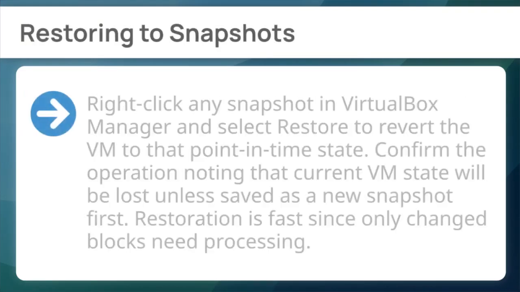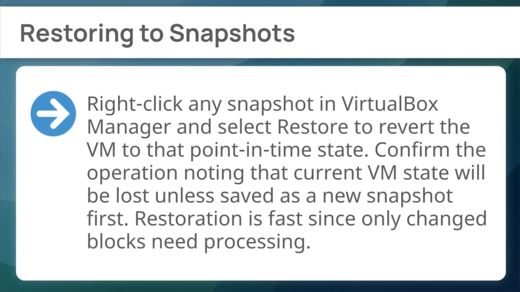Next, restoring to snapshots. Right-click any snapshot in VirtualBox Manager and select Restore to revert the VM to that point-in-time state. Confirm the operation, noting that current VM state will be lost unless saved as a new snapshot first. Restoration is fast since only changed blocks need processing.